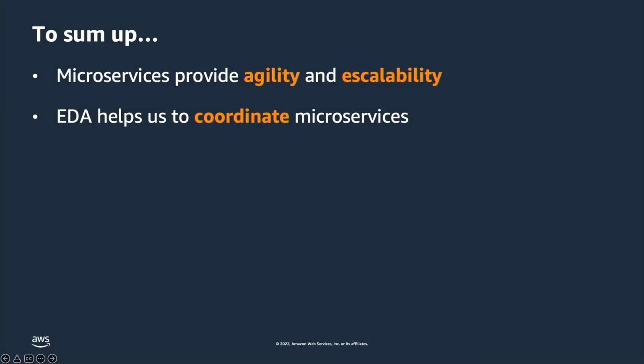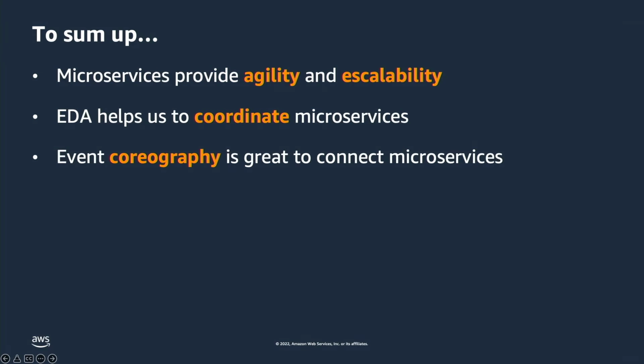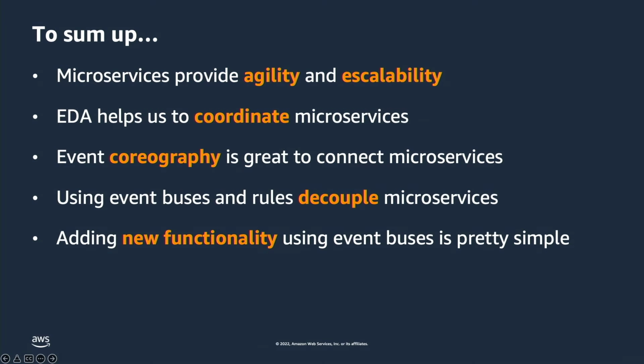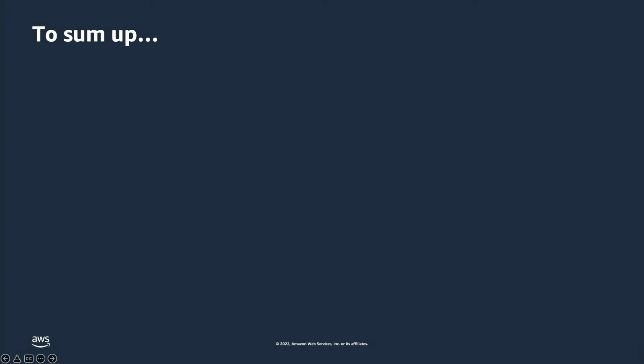Microservices give agility and scalability, but debugging sometimes gets very complicated to decouple, so we want to use event-driven architectures to coordinate our microservices. Event choreography is great to connect microservices, and we use this to decouple our applications. Adding new functionality is super easy with event-driven architectures, and you need to have this in mind, because nothing that you build today will stay like this. You will need to add new features. A PM will come and say, hey, can you do this? And you're like, I need to touch so many things, but with listening to events, it becomes way easier.